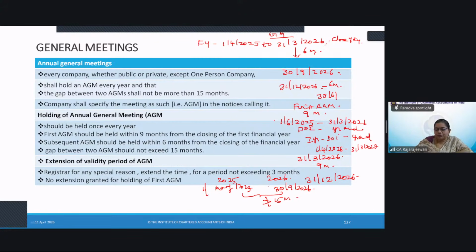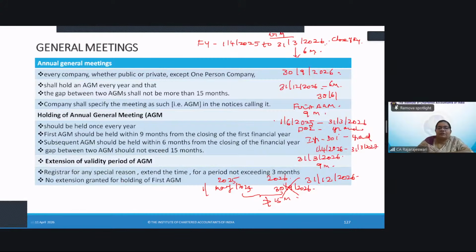So May, June, July, August, September, October, November, December, January, February, March, April, May, June, July. So it should not be more than that. So definitely it cannot be on 30th September 2026, because this provision you should also remember. The gap between two AGMs should not exceed 15 years. So you have to keep the AGM in such a way that it is within that limit. The company should keep that in mind and do it.